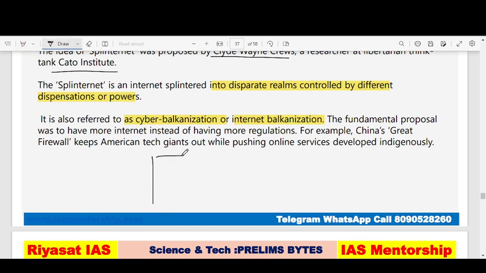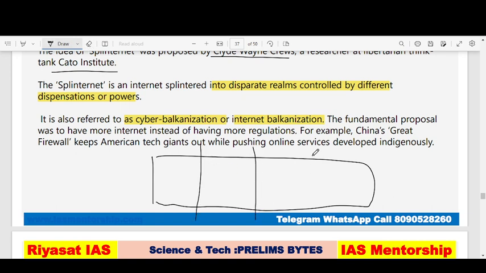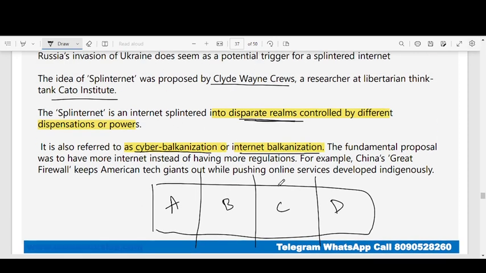Basically, for example, say this is your country. Here, the network has been divided, cyber balkanization or internet balkanization has been done, and it is distributed into various big areas. A realm is a very big area. This is your network A, network B, network C, network D. So this is the idea of your splinternet.